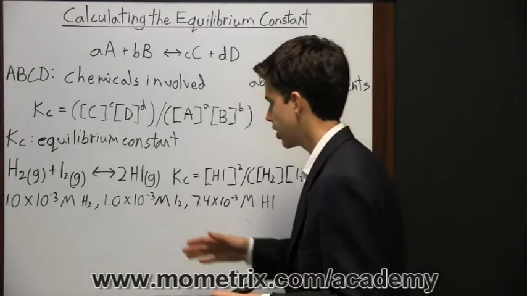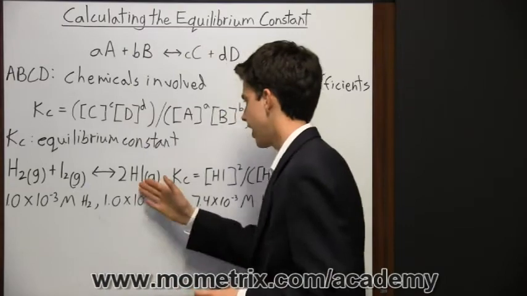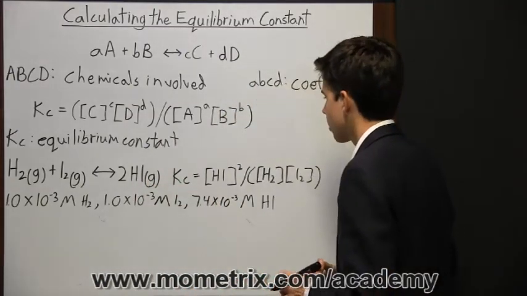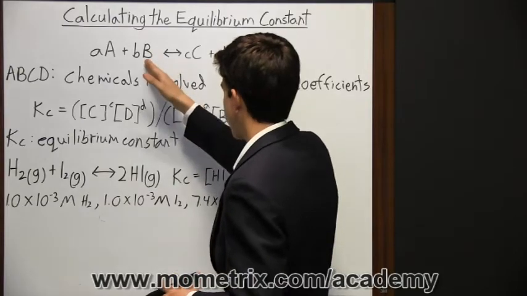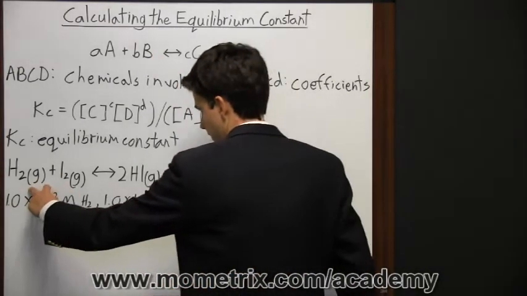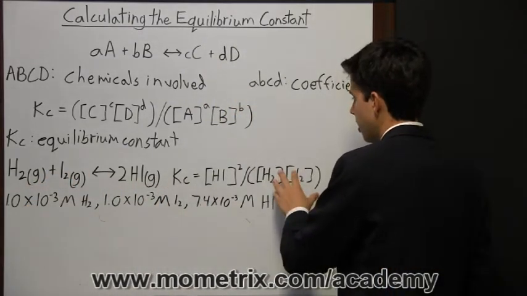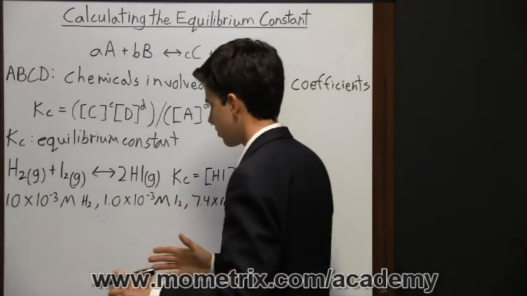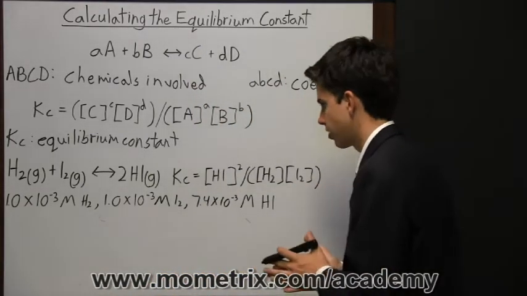And so we have this equation with hydrogen and iodine creating hydrogen iodide. And so notice here that what's on the left side of the equation goes in the denominator of the equation. So we have what's on the left side of the equation going into the denominator, copied over with the subscripts. But since they only had a coefficient of 1, we don't use those as exponents.